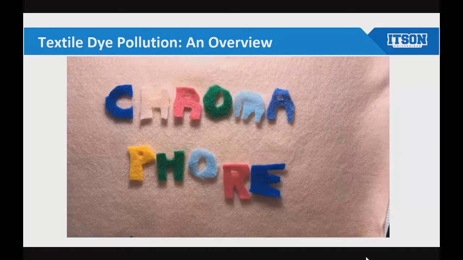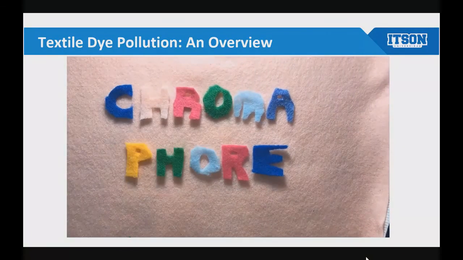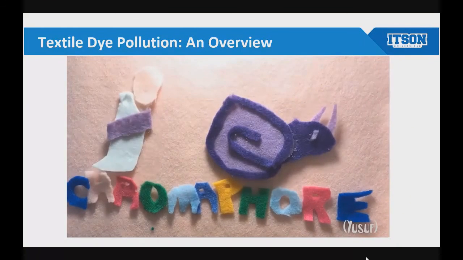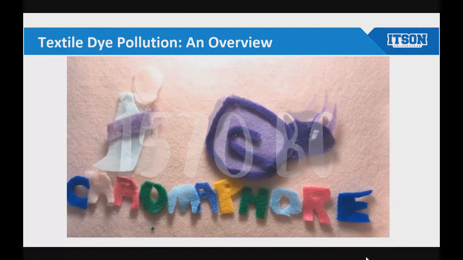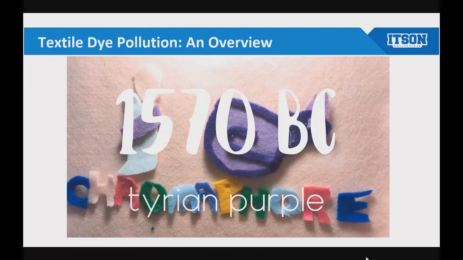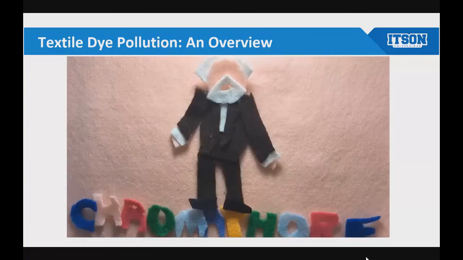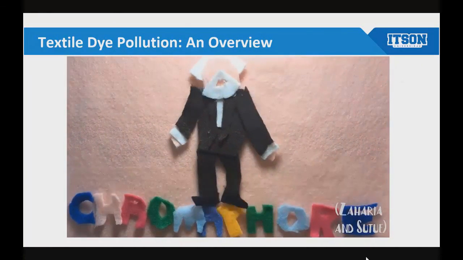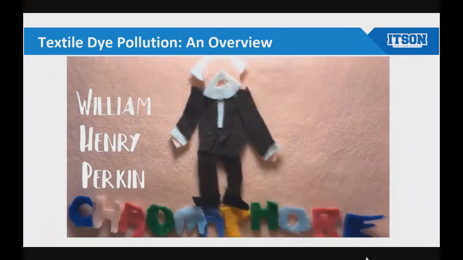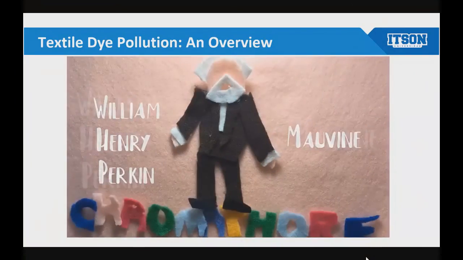chromophores. Chromo, Greek for color, and phore, Greek for carrying. The Phoenicians were the first to wield the use of these chromophores as early as 1570 BC in creating royal Tyrian purple out of predatory snail shells. 3,000 years later, in the 19th century, William Henry Perkin synthetically created a dye called mauvine, or Perkin's mauve.